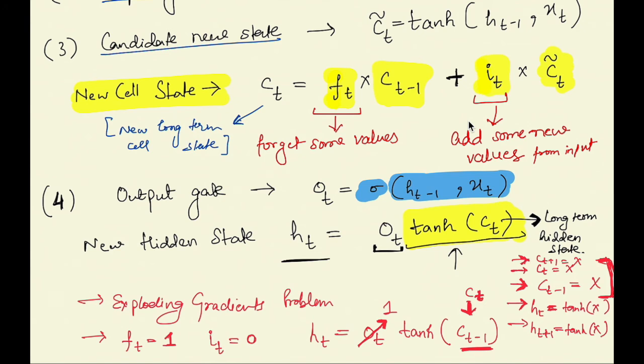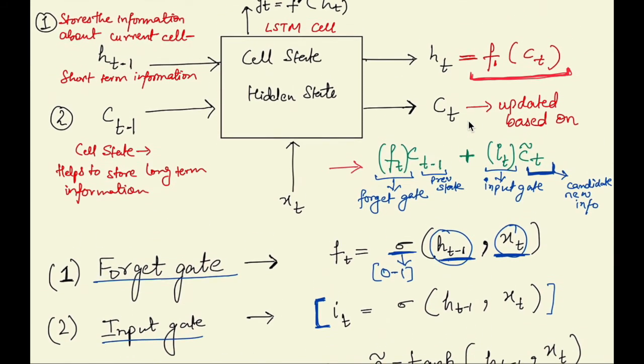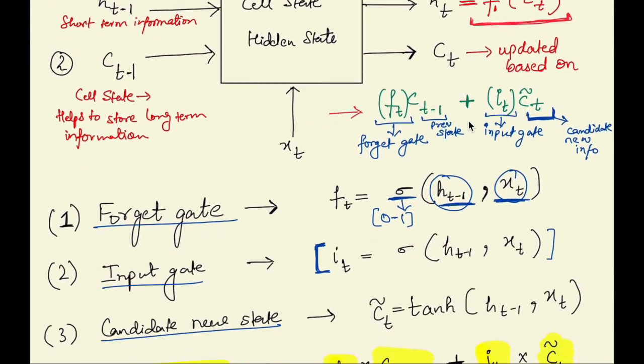then we keep on propagating the current long-term state without multiplying it with any more weight vectors W, and this kind of helps us to solve the vanishing or diminishing gradients problem. So I hope on a high level how LSTMs work is more clear to you.